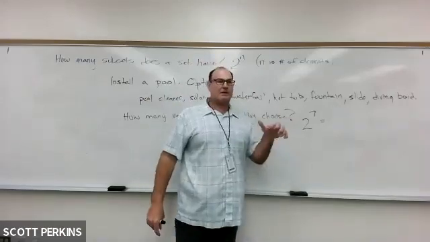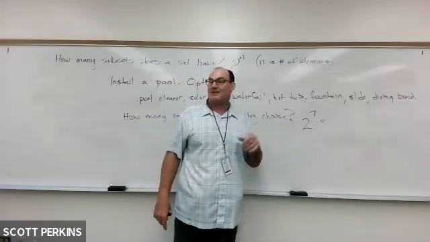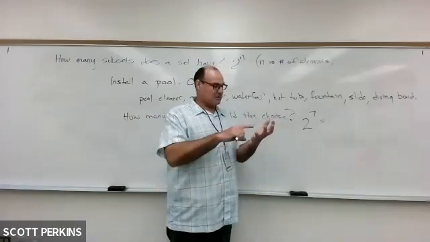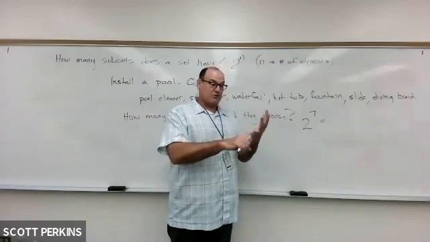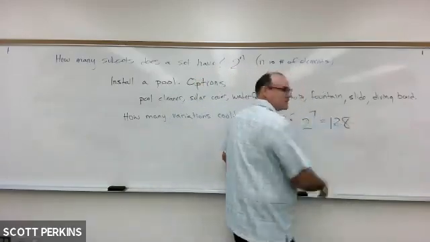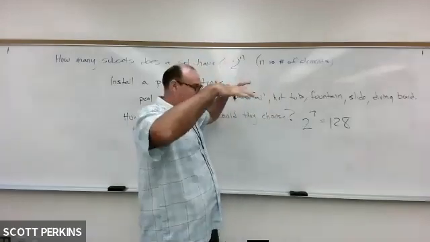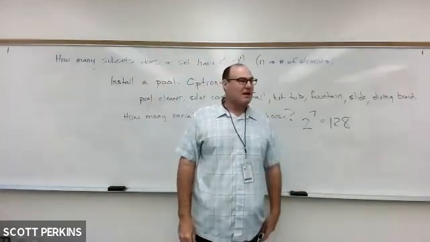And then 2 to the 7th. If you don't know how to do exponents on your calculator, see me after class. It'll take us 2 seconds, but let's see. 2 to the 7th. That would be it. So there's 128 different options. So that pool company would say, oh, we got 128 different options. And there you go.